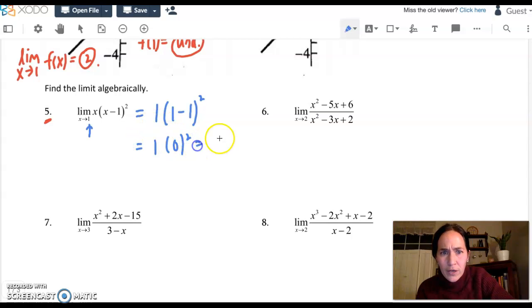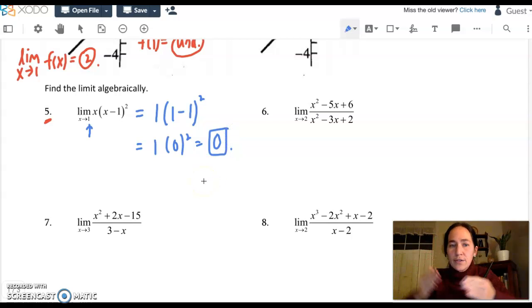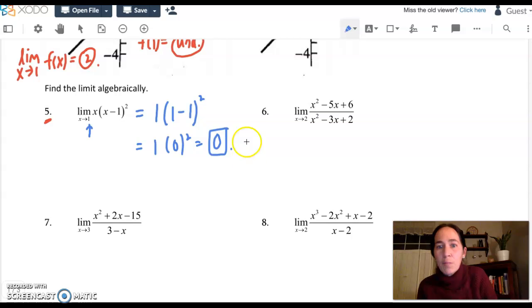0 squared, which is just the number 0. If we looked at a graph or a table for this one, we should see the two sides of the function approaching 0 as you get closer and closer to 1 from the left and the right. But then, of course, they're not all like this where you can directly substitute in. I'm looking at 6, 7, and 8, and in all 3 of these, I see a problem with plugging in the given value. Let's look at 7.